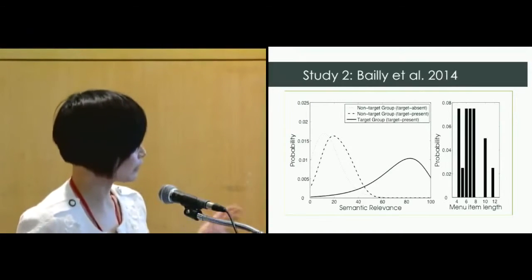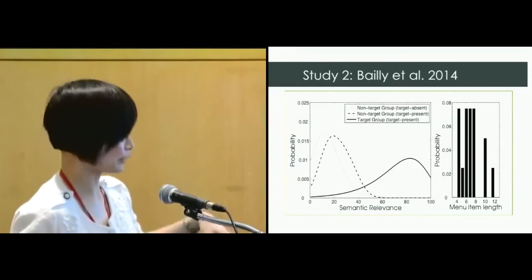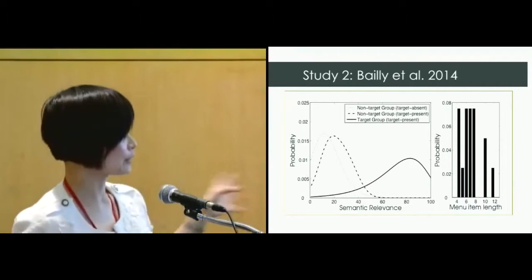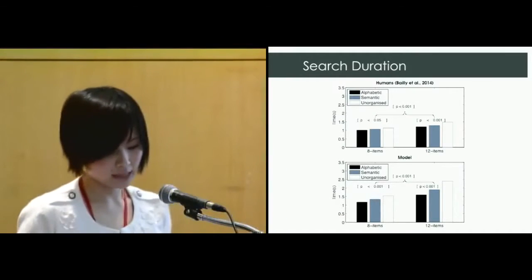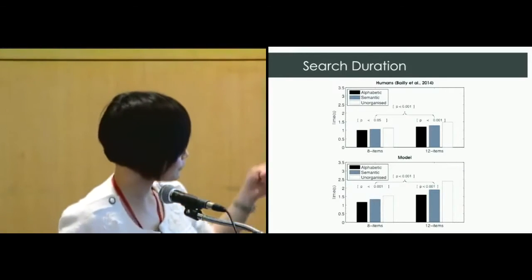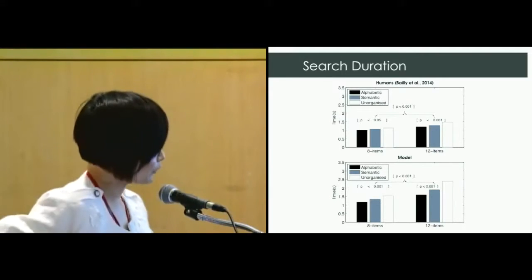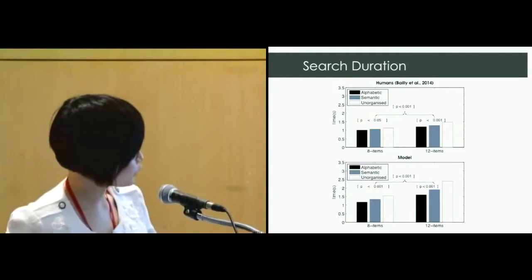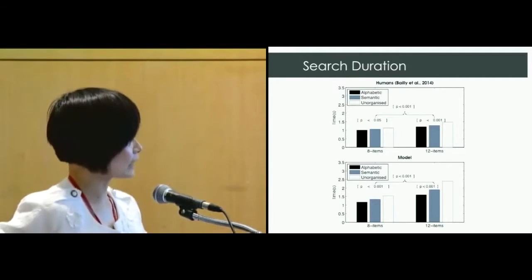In the next study, we trained the model on a set of menus. I'll skip this because the distributions are the same, just the shape is different. The first finding of this study is on search duration. In this figure, the model predicts search duration. As you can see, the top panel is human data. There are three types of menus: alphabetic, semantic, and unorganized.